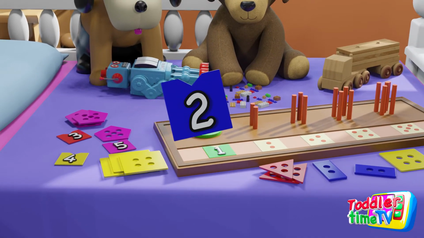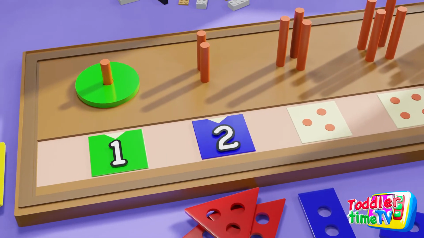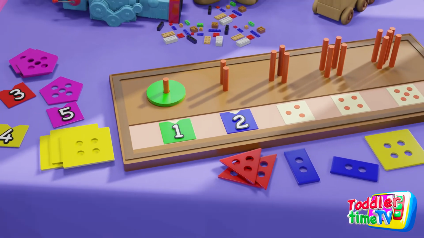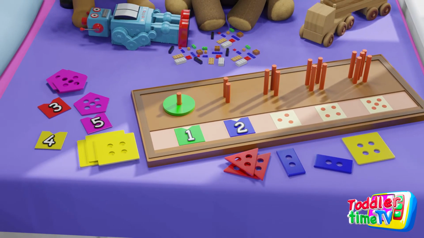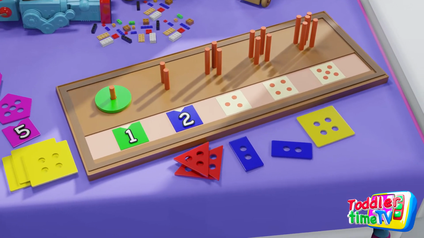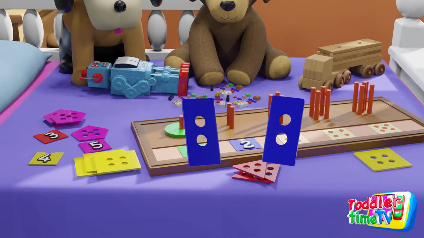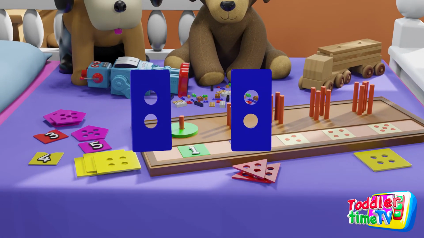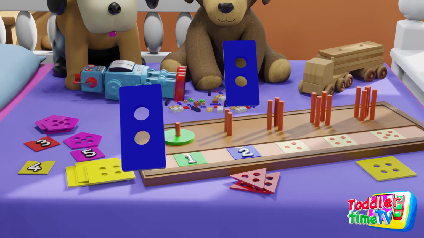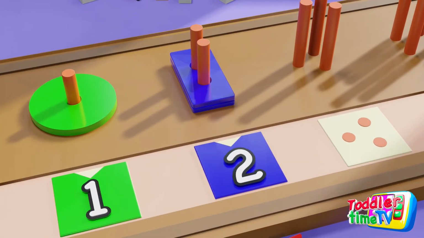2. Now, where does 2 go? 2 goes there. Now, where are the 2 shapes? Can you see them? There they are. 1, 2. 2 shapes. Now, where do they go? Can you see? 1, 2. 2 shapes.